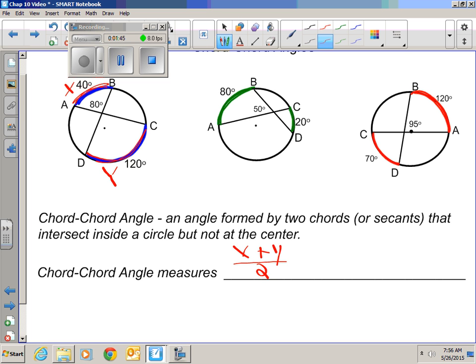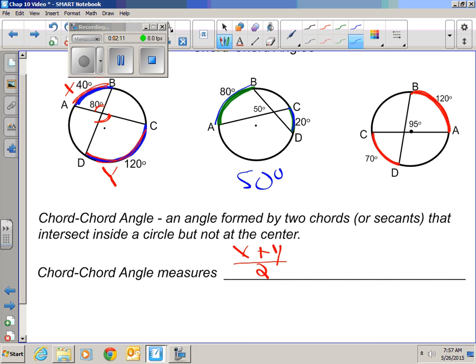So if this arc is 40 and this arc is 120, those add up to 160. Therefore, both of these angles, because they're vertical angles, have a measure of 80. Notice that here, this arc is 80 and this arc is 20. That adds up to 100. Half of 100 is 50.